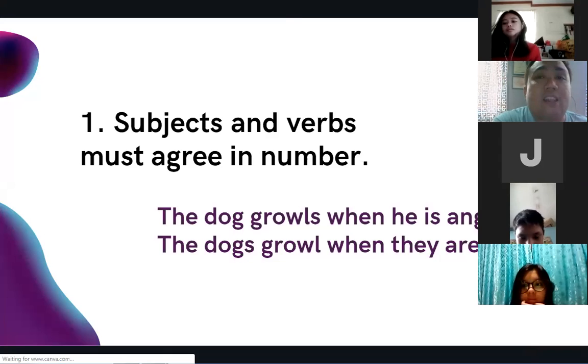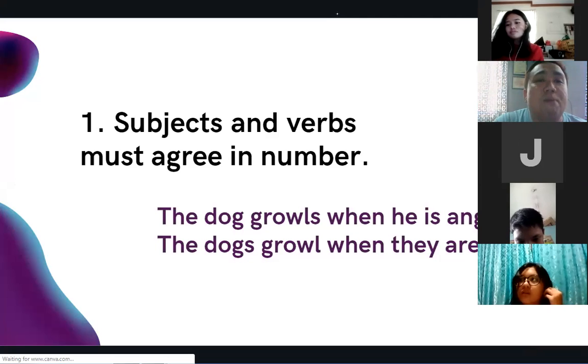Ngayon, gawin nating math. Okay? Paano natin ito gagawing math? Hindi ko alam kung mahilig kayo sa math, pero ako hindi ako mahilig sa math. Kaya nga English ang kinuha ko major. Dahil hindi ako magaling sa math.